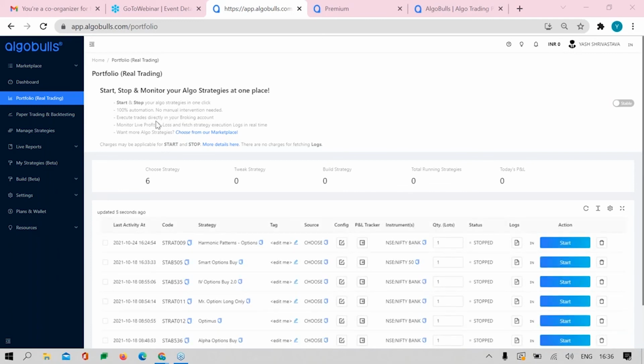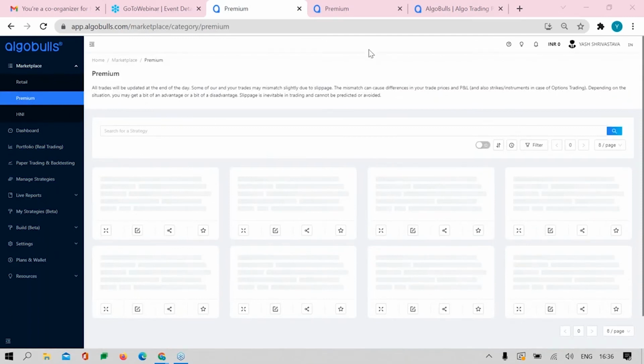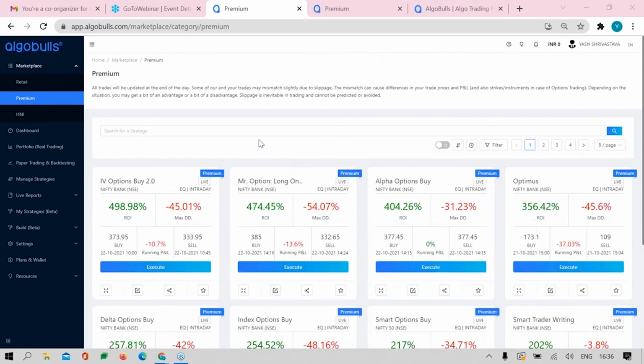Regarding monthly profit possibilities, different strategies have different profit potential on a monthly basis. Depending on what you're looking for and what kind of strategy would be best for you, you can view it in our marketplace and choose accordingly. We have published reports on our marketplace where you can see the ROI the strategies have delivered on a monthly, yearly, and all-time basis, so it would be better for you to make a decision.